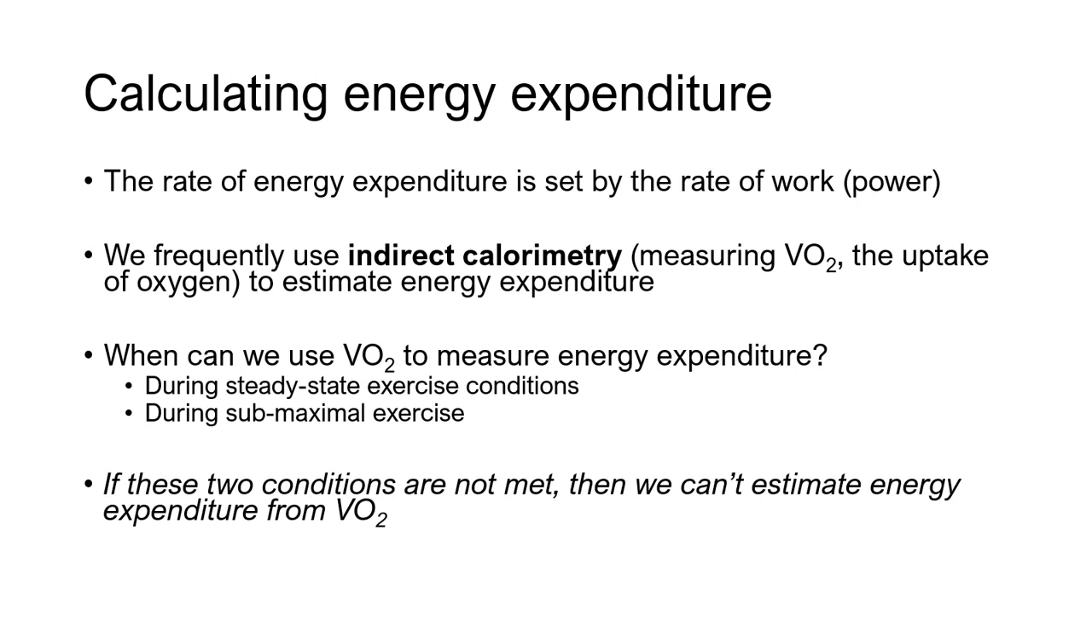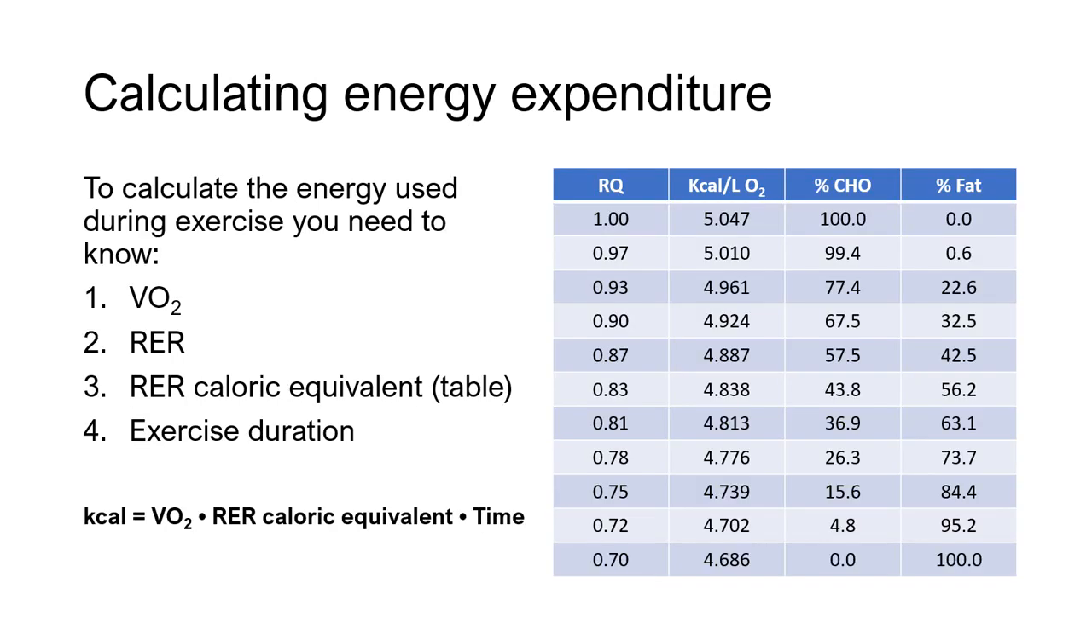In order to calculate energy, you need to know 4 things. You need to know VO2, you need to know the RER, you need to have a table, and you need to know how long you're exercising for. The calories that you burn are equivalent to your VO2, how much oxygen you're using, times your RER caloric equivalent. So you find out, my RER at steady state was 0.9, so I'm using 4.924 calories per liter of oxygen, and you multiply that by time.